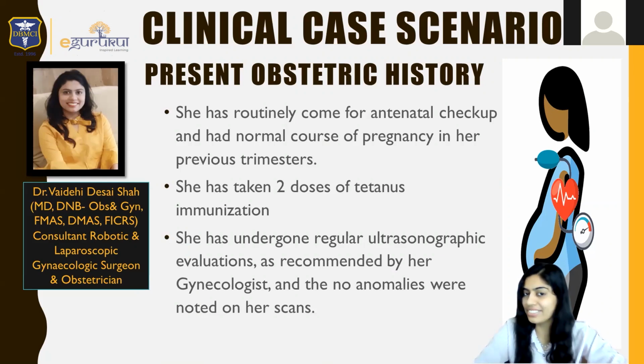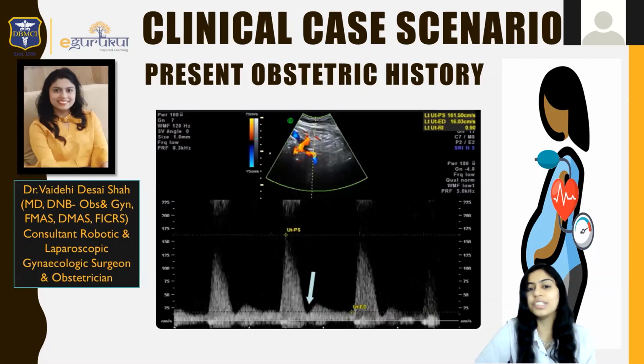on her scans, right? But there is one significant finding which we had observed, which I would like to show you. I have attached one ultrasonographic report of her USG scan, done at 25 weeks. So this is the sonography Doppler. This is the Doppler of the uterine artery. There is one abnormal finding over here which I want you to observe.